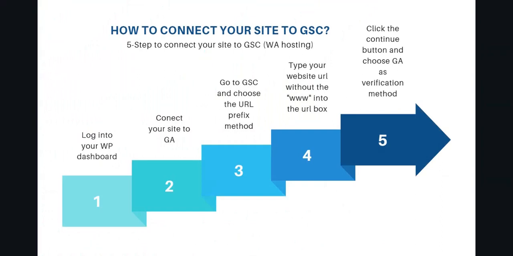You need to log into your WordPress dashboard, connect your website to Google Analytics, and third, go to Google Search Console and choose the second method, I mean the URL prefix method, and type your website URL without the prefix www into the URL box. And finally, you will just click on the continue button and choose Google Analytics as the verification method.